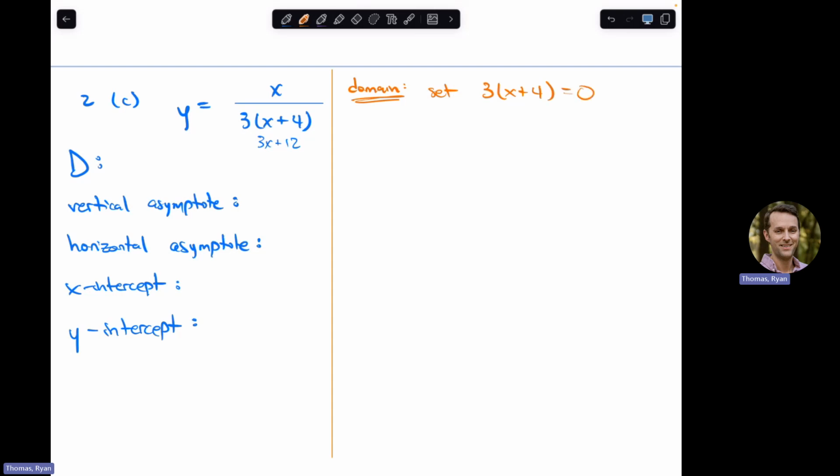Okay. We need to solve that. You can distribute the three. You don't have to distribute the 3 because either way, we get -4, right? So what's the domain? Everything except for -4. Again, not wrong if you distributed the 3, you don't have to.